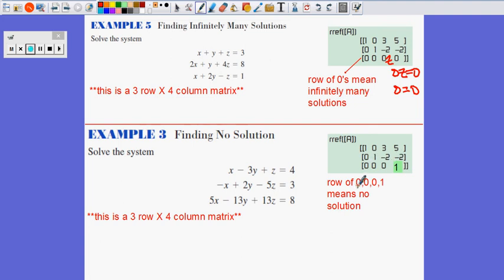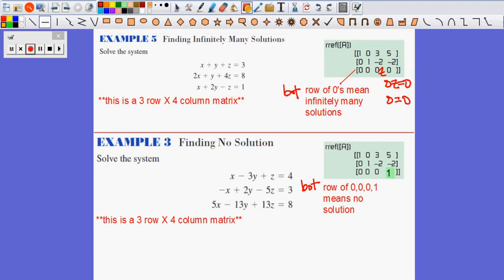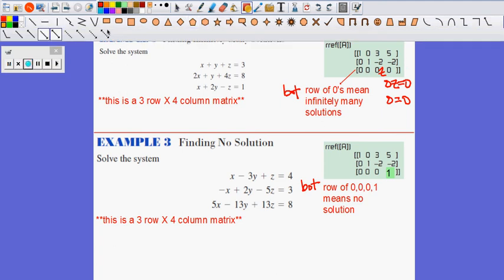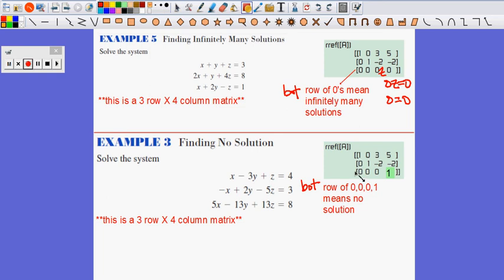If you get a bottom row of 0, 0, 0, and then 1, like you see here, then that's going to be no solution. Because essentially what that means, let me bring out my arrow here, right there, and right there, and move this over.